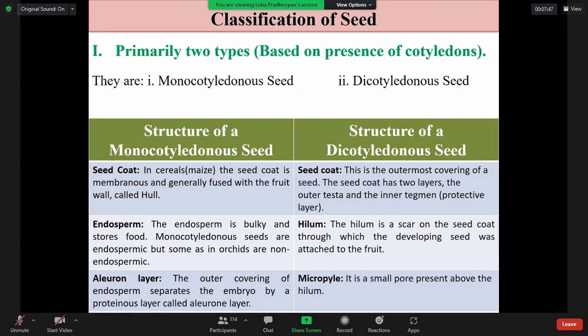Even in dicot, we are able to see the hilum, that scar that we can see on the seed coat, through which the developing seeds are attached to the pods or the fruit. Then the aleurone layer we are able to see in the monocot seed. Even the micropyle, a small pore or hole, we are able to observe near the hilum if we look into the microscope, that is available in the dicot. So structurally we can differentiate monocot and dicot seeds.